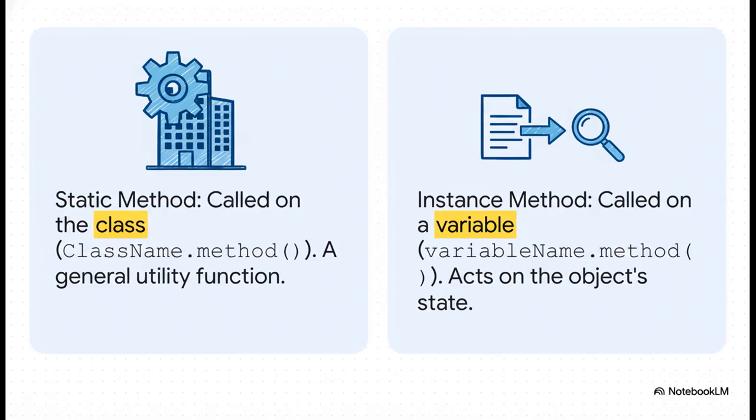So let's put them side by side to make it crystal clear. Static methods, you call them with the class name, like Math.pow. They're like general utilities. Instance methods, you call them on a variable like message.charAt(). They perform an action on the specific data of that variable. See the difference in how they're written? ClassName.method versus variableName.method. That's the key giveaway right there.